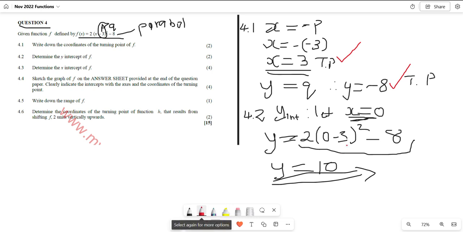Then how do we award the mark? 1 mark for substituting 0 where you see the x, and 1 mark for the value of y, the y-intercept to be +10. Mark allocation there, 2 marks.